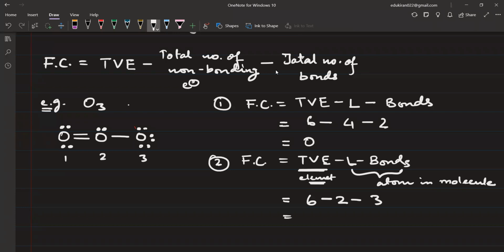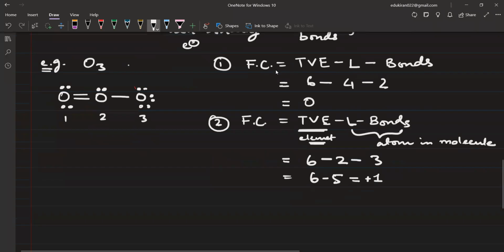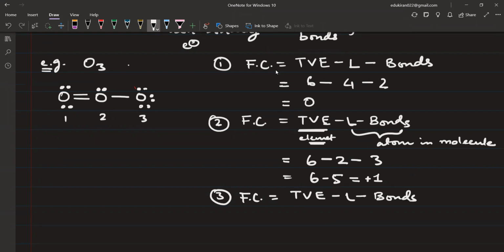So you can see that this is 6 minus 5, which is equal to +1, because it is charged, so I am writing the sign also. For the third case, the formal charge is equal to total valence electrons minus the lone electrons minus the bonds. Again, the total valence electrons of oxygen is 6, minus the number of lone electrons it has, which is 6, and the number of bonds it has is 1. So you can see that this is equal to -1.